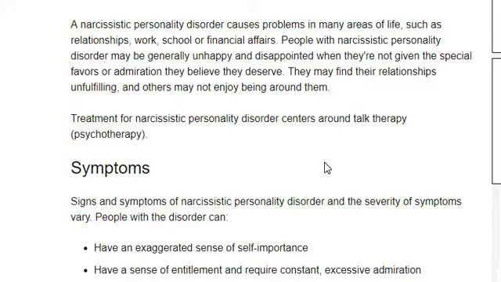Now, this is what I really find so typical of the psychology or psychiatric field. It says treatment for narcissistic personality disorder centers around talk therapy. Well, the majority of narcissists don't talk. They don't accept that they need to go into therapy. So this is a tricky one, in that the ones that are actually in therapy are usually misdiagnosed.